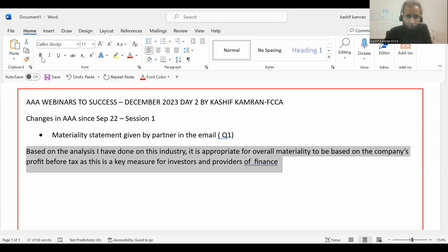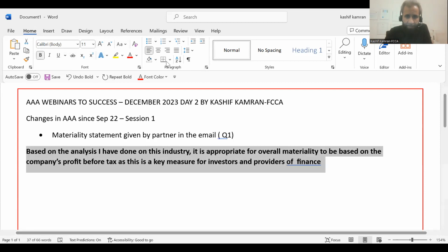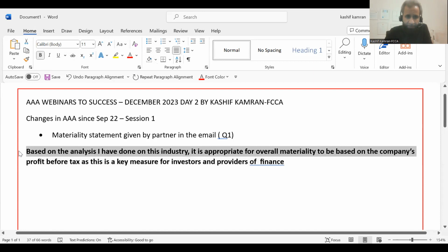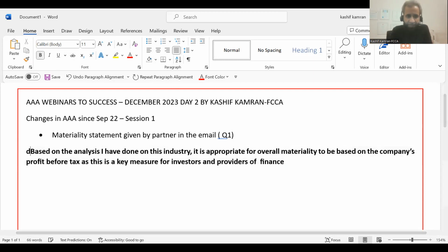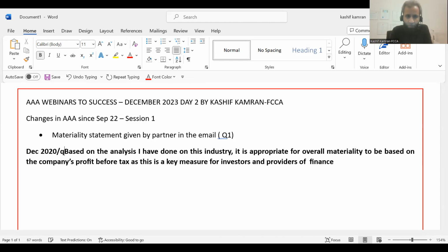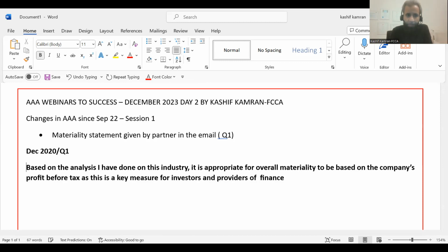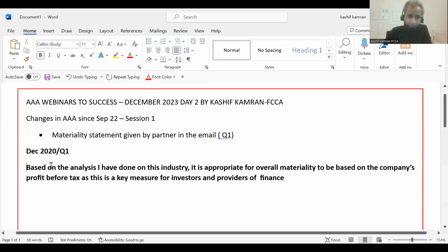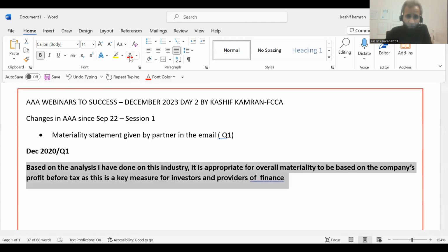In one of the questions we are attempting over day 2 and day 3, and this is from the December 2022 paper, question number 1. So the partner is saying that based upon my analysis, my manager, you need to calculate the overall materiality based upon the profit before tax, as I find this a more appropriate measure for investors and provider of finance. So you need to determine the materiality on profit before tax.